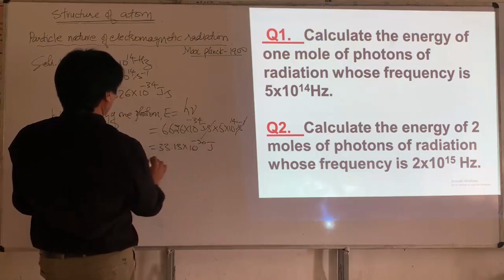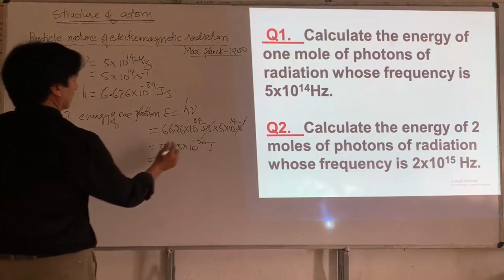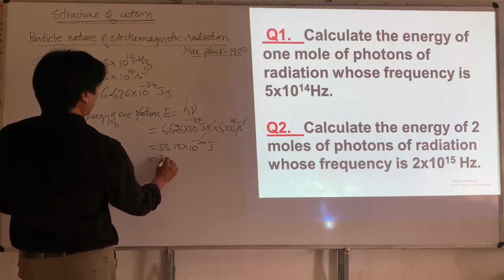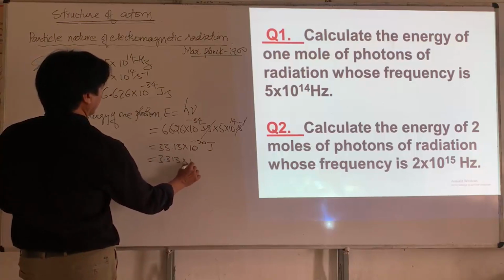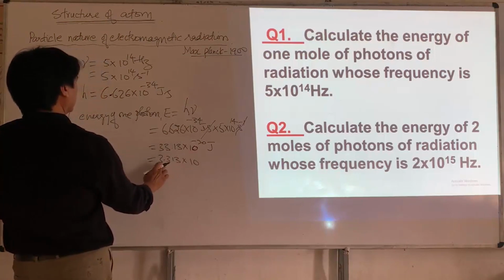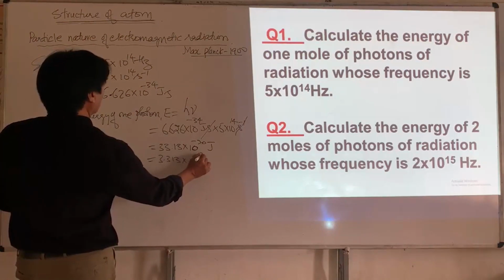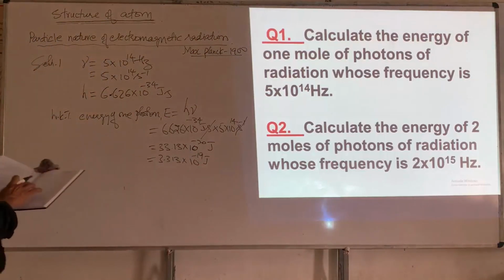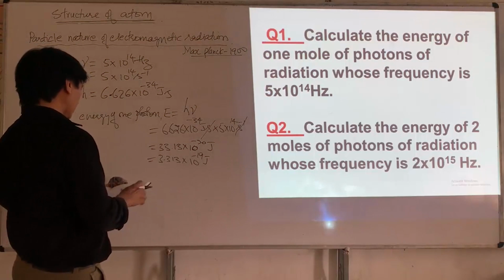It is joules. Now, when you write this in the scientific notation form, you have to put the decimal point. It is 3.313 × 10^-19 joules, since you decrease the decimal place and increase the power. So this is actually the energy of 1 photon.